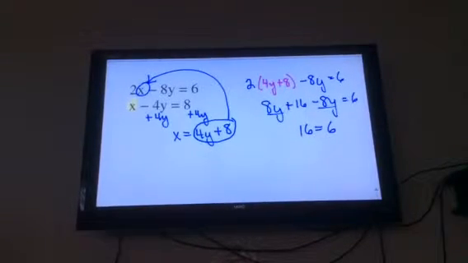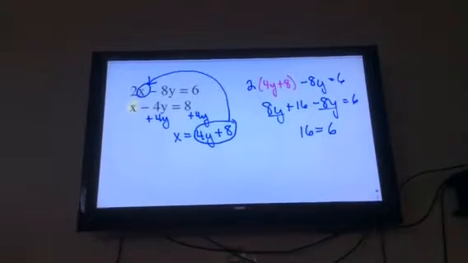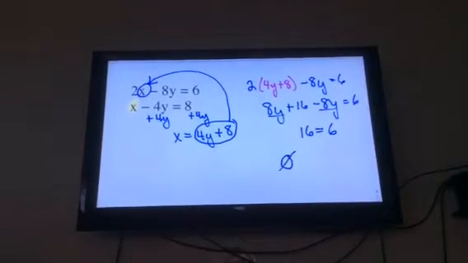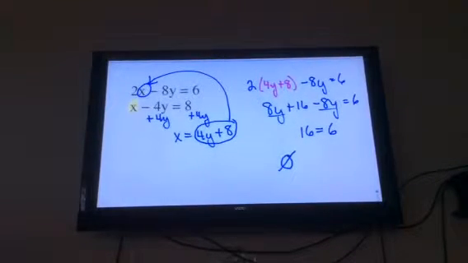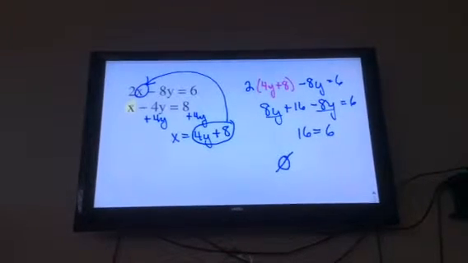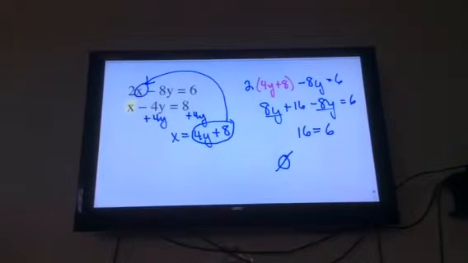16 equals 6. Is 16 equals 6 a true statement? It is not. So when your variable cancels out and your statement is false, this is a no solution question. If I had graphed this, what kind of lines would I have? Parallel. Okay? So this would have been parallel lines had I graphed it. Algebraically solving it, if you get a false statement, that's when you have no solution.